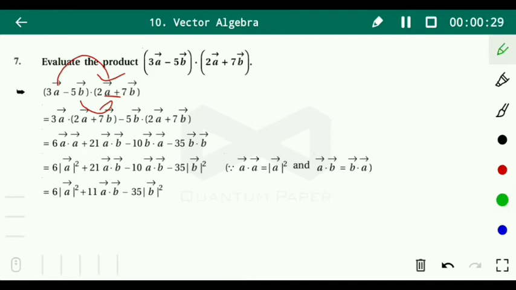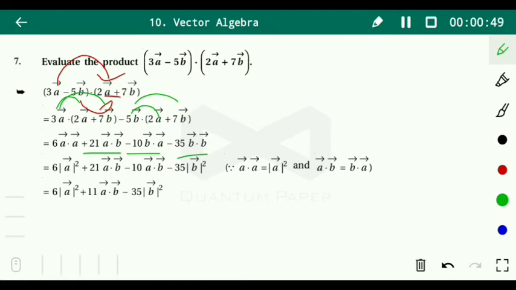Same as above, we have to multiply 3A and 5B. So it gives 3 2s are 6 vector A dot vector A plus 3 7s are 21 vector A dot B, minus 5 2s are 10 vector B dot A, and minus times minus, 35 vector B dot vector B.